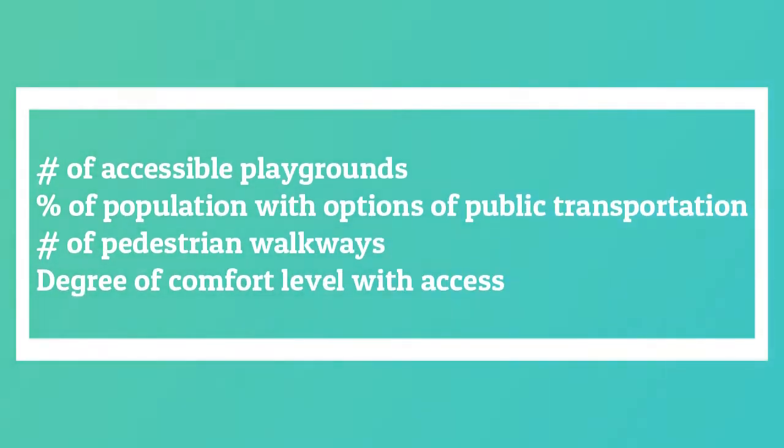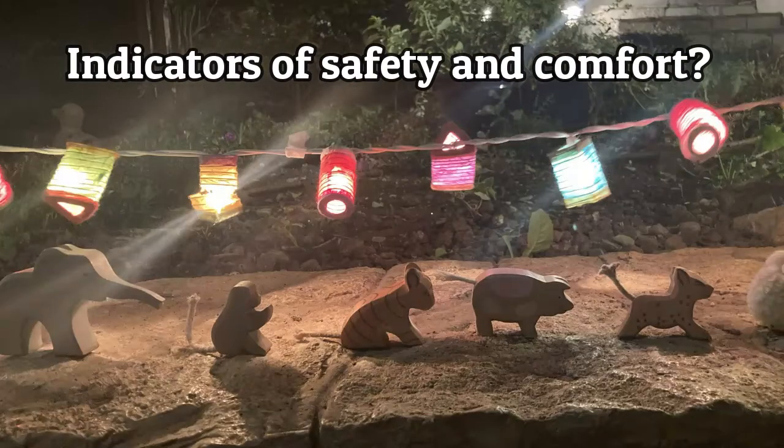Quantitative: number of accessible playgrounds for those with special needs. Percentage of population with transportation access to public spaces. Number of pedestrian walkways to public spaces. Qualitative: degree of comfort level with approaching public spaces by foot or bike. What would be indicators of safety and comfort of the public space?